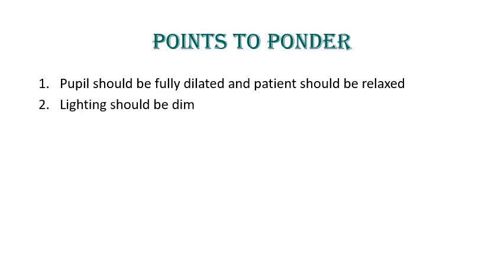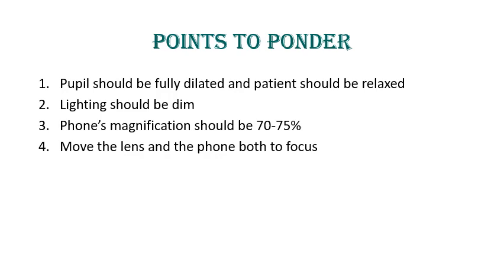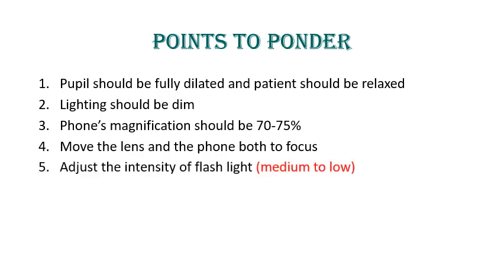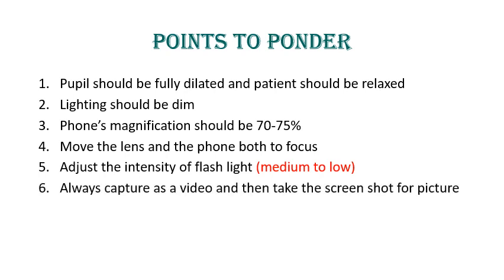The lighting in the room should be dim, as in ophthalmoscopy. Your phone's magnification should be 70 to 75%. While focusing on the fundus, you have to move the lens and the phone both at the same time. You can adjust the intensity of the flashlight. It's good to keep the intensity at medium to low in order to prevent irritation to the patient. And the last thing is to always capture it as a video. If you need a picture, you can take screenshots from that video, but you should always capture the fundus findings as a video with your mobile phone.